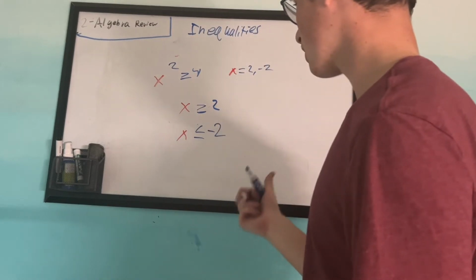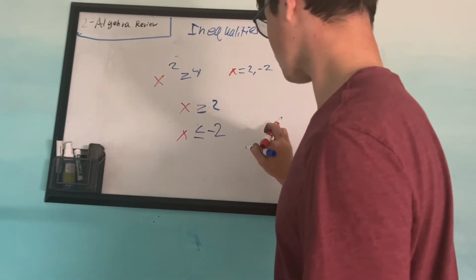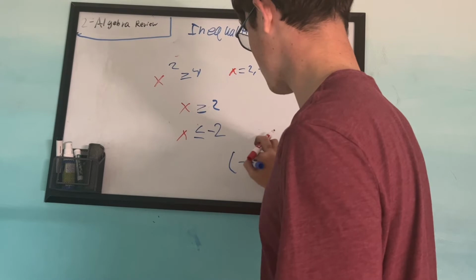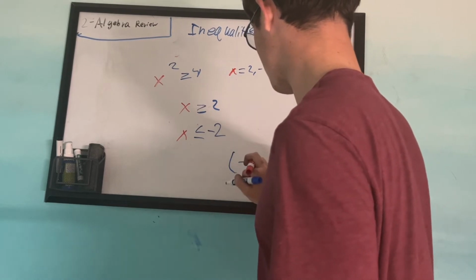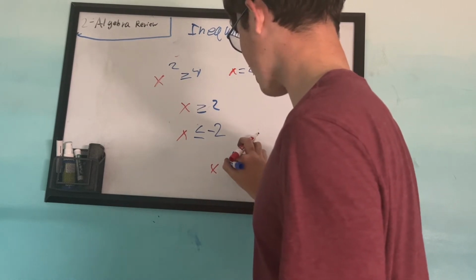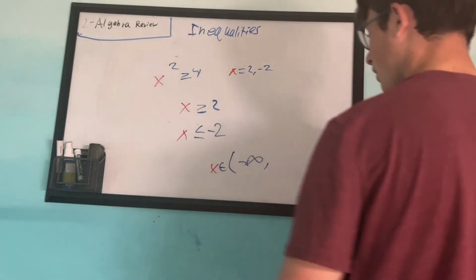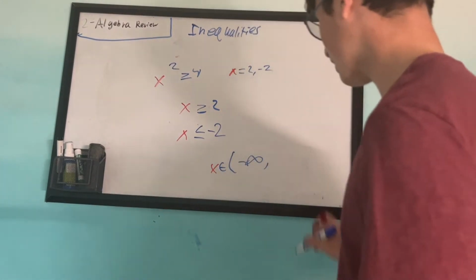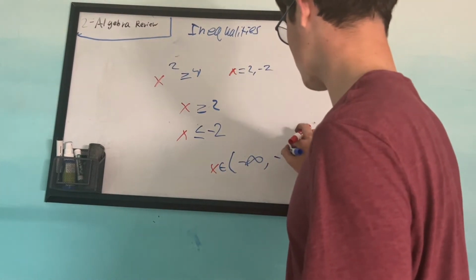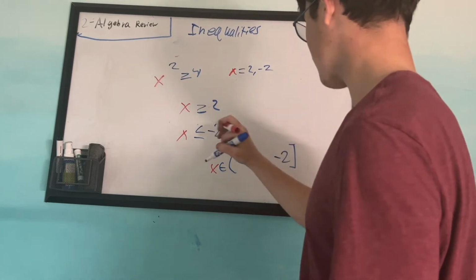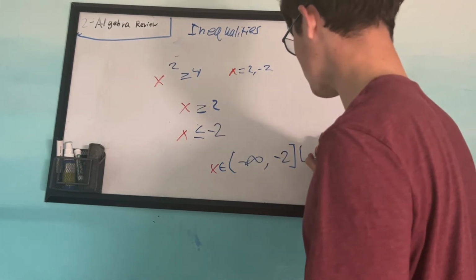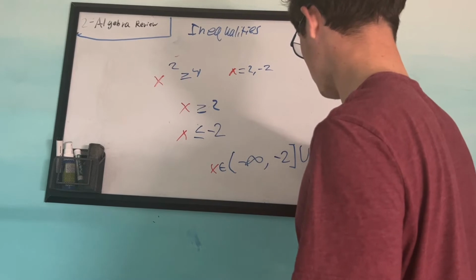In interval notation, we're going to use negative infinity. Oops, forgot that in the last one. x is an element of negative infinity to negative 2, bracket because it's or equal to, union with 2 to infinity.